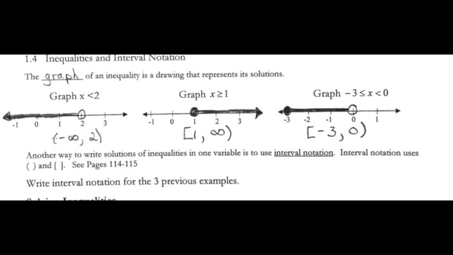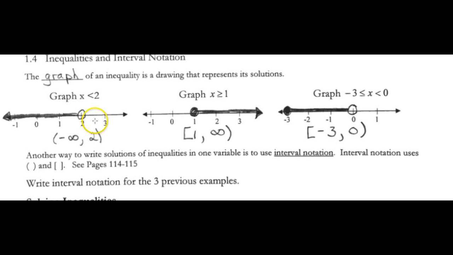Now, parentheses show that the endpoint is not included. We want to start on the left as far as we can go. That would be negative infinity. Negative infinity, however, is the concept of the smallest negative number that we can possibly have. So we want to keep going to the left as far as possible. We're never going to get there. Negative infinity is a concept. It's an idea.